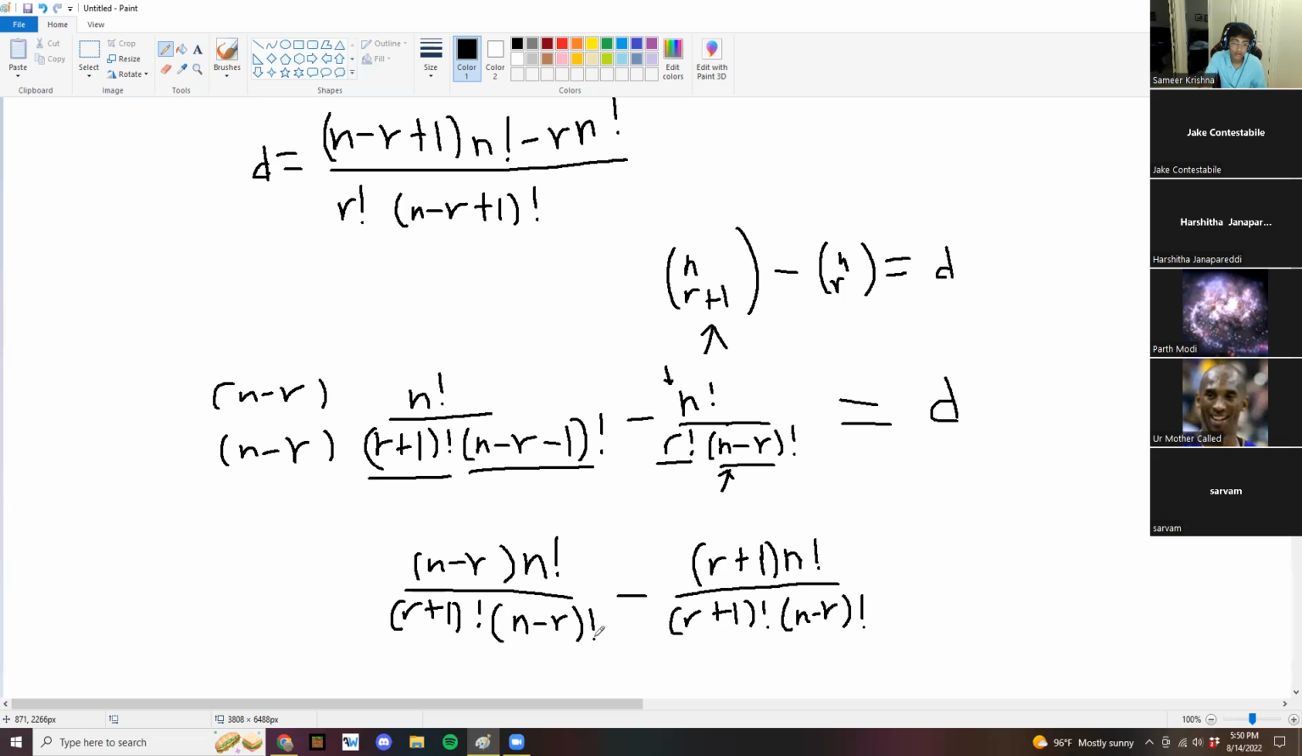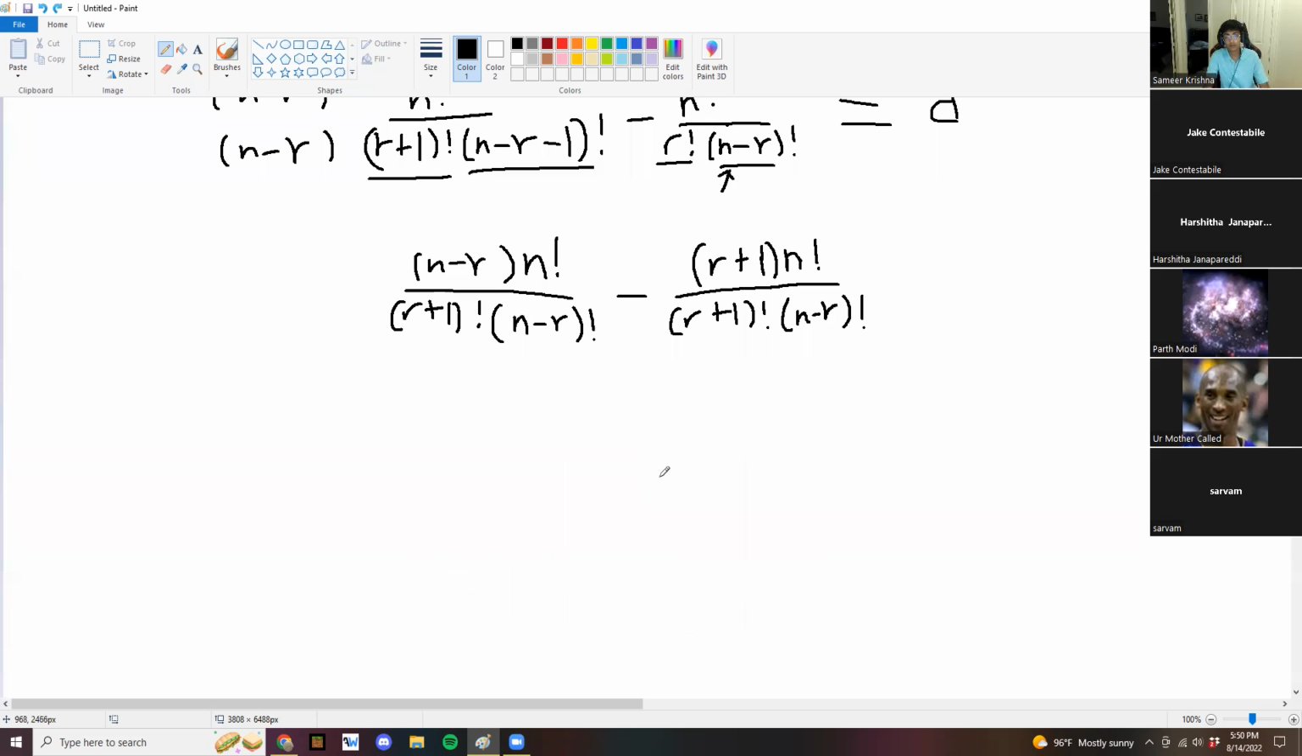Wait, would the factorial go on the numerator for n minus R too, or does it just disappear? We're not multiplying by n minus R factorial, we're multiplying by n minus R. So that's why it wouldn't go there. So you understand why though, right? Yeah. Okay. So then this is equal to D, so we just solve this out.